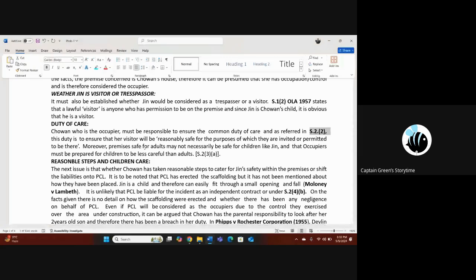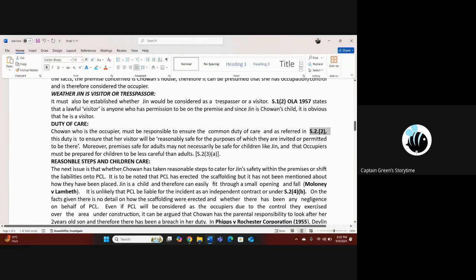Moreover, the person who is an occupier, within these facts here it is Chauhan, must be more careful for children than for adults. And thus, according to this, he is having a duty of care towards Jin. Now we will check whether Chauhan took any reasonable steps in order to have more care towards children or not.